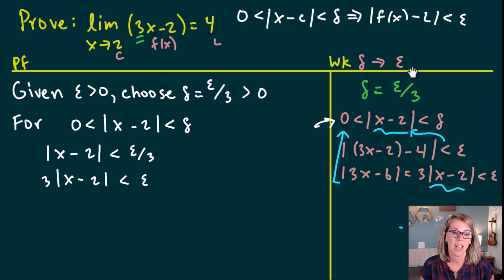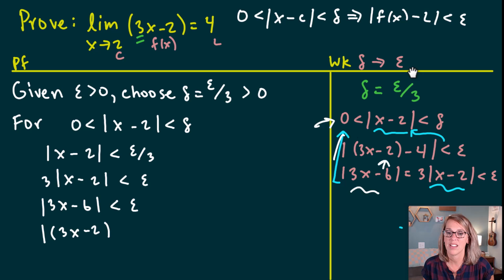So as I'm doing this math here, let's multiply that 3 through, and we end up with 3x minus 6. So 3x minus 6 is less than epsilon. So there's our 3x minus 6. Going up one level, I can rewrite that now as parenthesis 3x minus 2, and minus 4 outside the parentheses is less than epsilon.